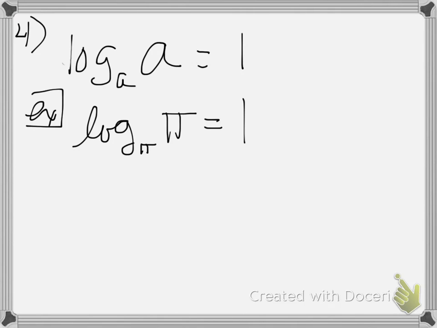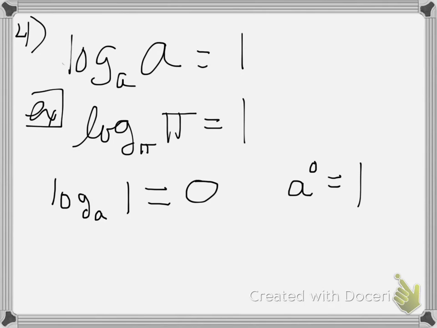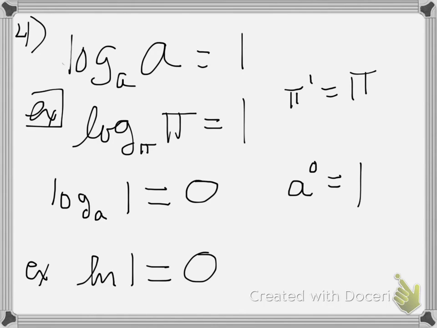Now, to go along with that, log any base of 1 equals 0. Now, if you think about this, remember we said logarithms equal exponents. So a to the 0 equals 1. And that should be comforting. That's like up here too. Pi to the first power equals pi. These kind of make sense. Example down here, natural log of 1, yep, that equals 0. Okay. Good. That's the fourth one.